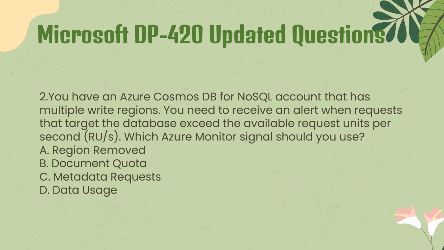2. You have an Azure Cosmos DB for NoSQL account that has multiple write regions. You need to receive an alert when requests that target the database exceed the available request units per second, RU/s. Which Azure Monitor signal should you use? A. Region removed. B. Document quota. C. Metadata requests. D. Data usage.